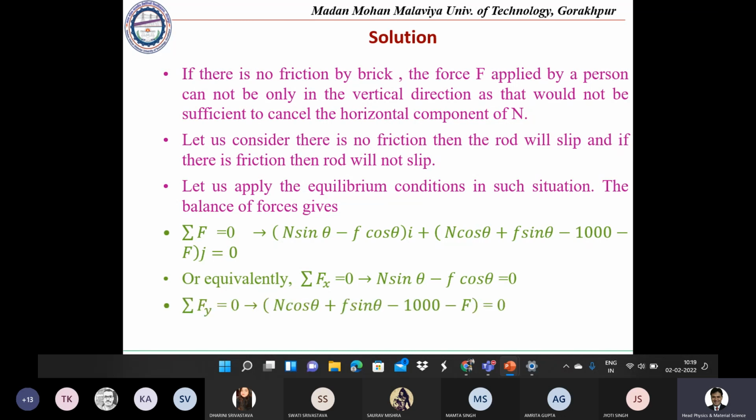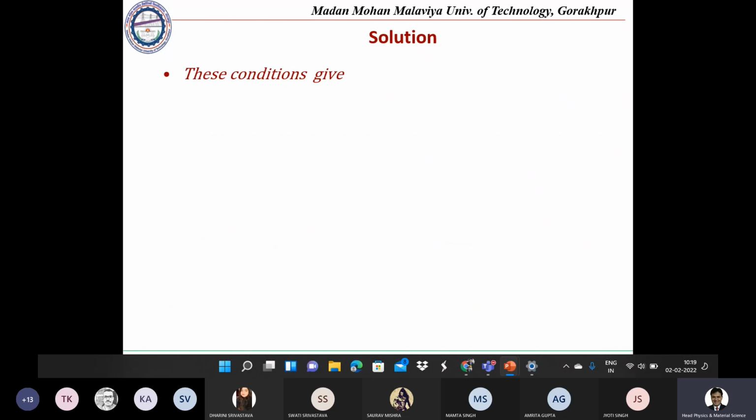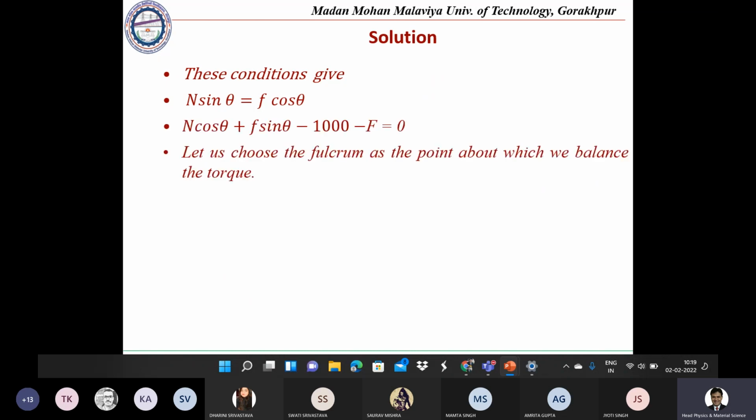Similarly, we will talk about this y component. Then we will write that N cos theta plus F sin theta minus 100 minus F is equal to 0. And these conditions give that N sin theta is equal to F cos theta, and N cos theta plus F sin theta minus 100 minus F is equal to 0. We have equated the x and y components individually to 0.